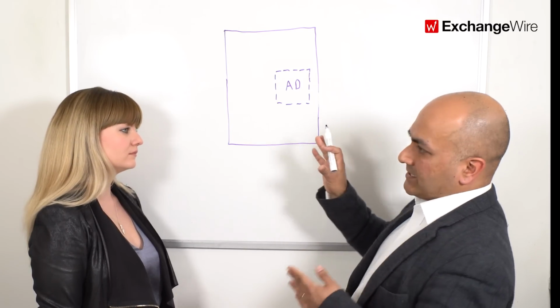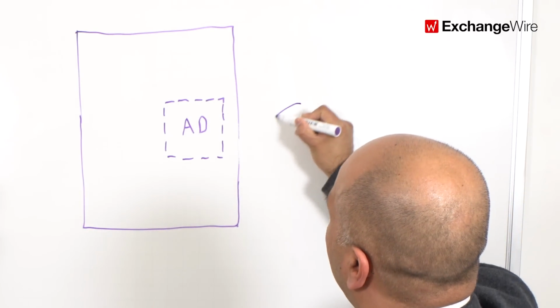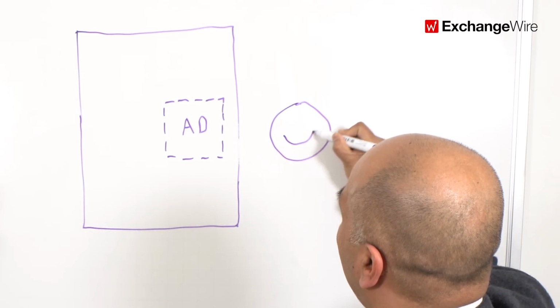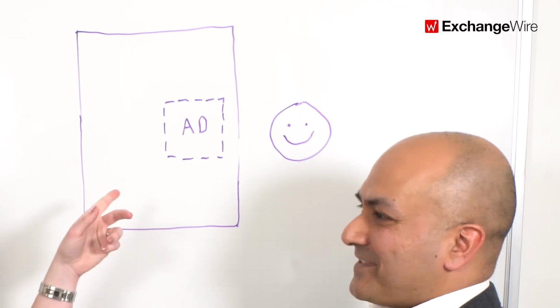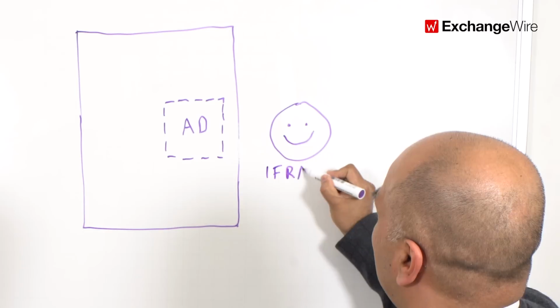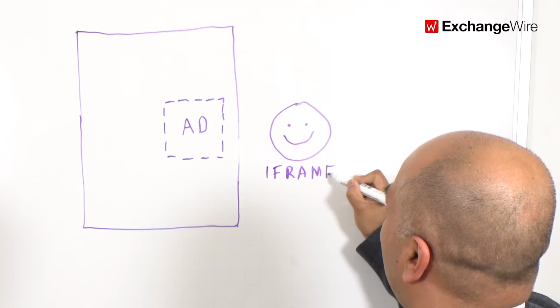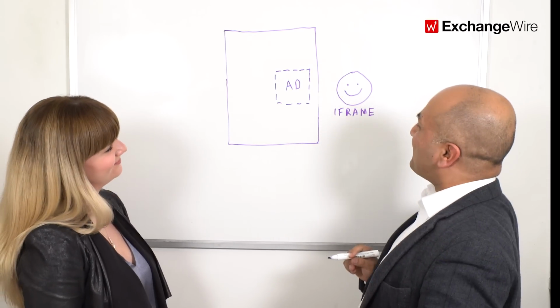So a publisher can place it directly on the page, or they can encapsulate it in an iframe. So let's draw our iframe. And I take it that's a smiley face, so iframes are good? Yep, iframes are good. So this one is good. My daughter would draw me with spiky hair, but we'll leave the spiky hair off at the moment.